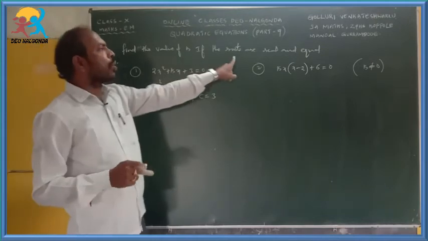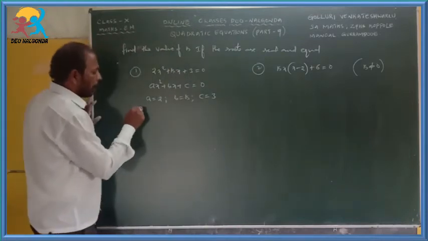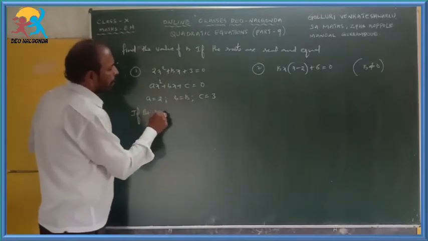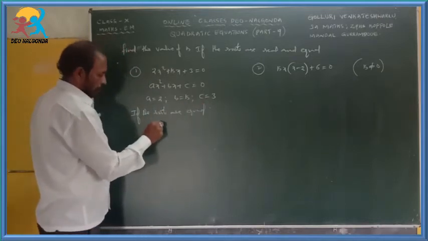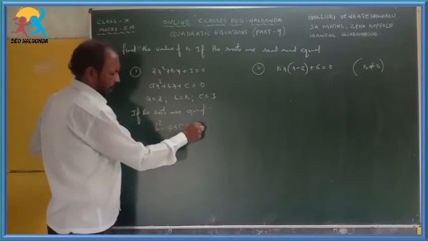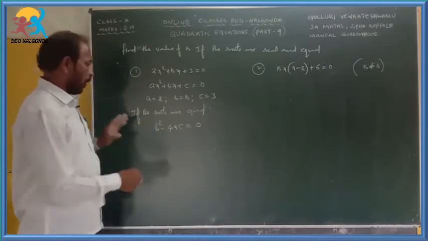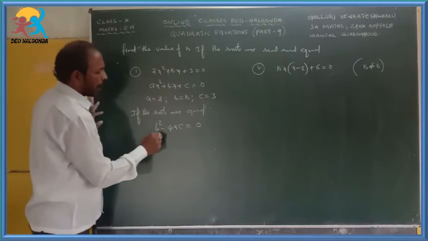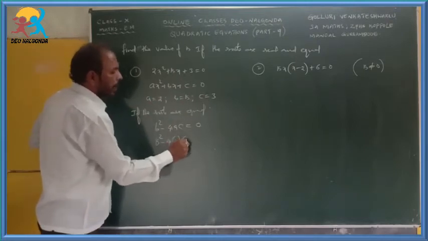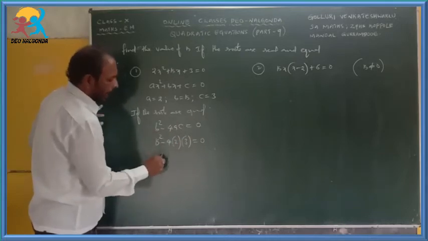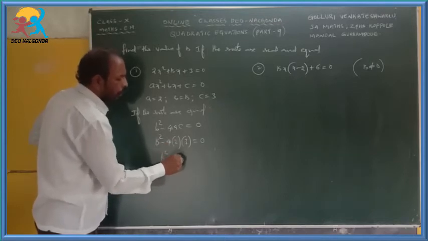Given that the roots are real and equal, according to the second case, if the roots are equal, then the discriminant value is equal to 0. When the discriminant value is equal to 0, then only the roots are real and equal. So substituting the value, b value k square minus 4 times a which is 2, times c which is 3, is equal to 0. Whereas 4 times 2 times 3 is 24, so k square minus 24 equal to 0.